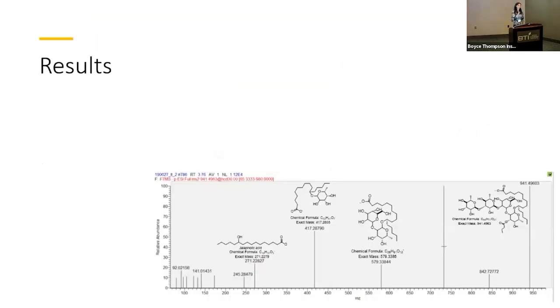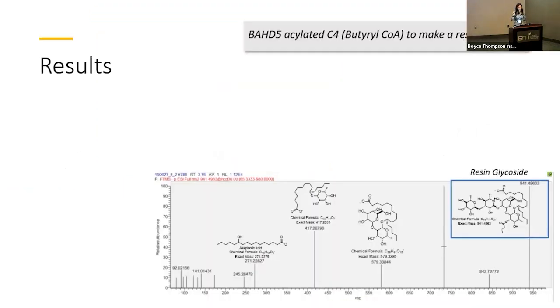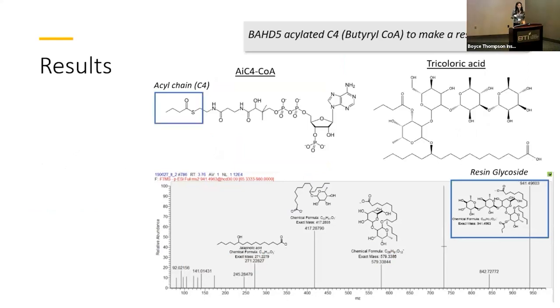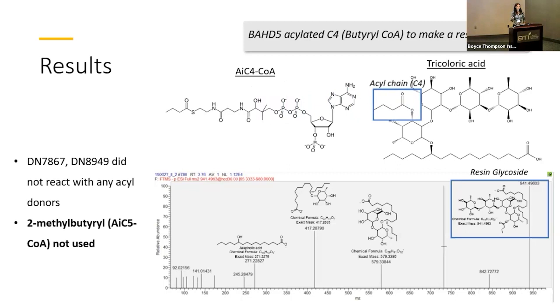which was done by my mentor, Mohammed Irfan. Anyways, we did see activity. One of the candidates, BAHD5, acylated butyryl-CoA to make a resin glycoside. This is AIC4-CoA, butyryl-CoA, so you're getting the acyl chain and just attaching that onto the trichloric acid. This was a little unexpected because, number one, it's the only one that reacted to any acyl donors, because multiple were tested, and nothing reacted to 2-methylbutyryl-CoA, which is supposed to be the best candidate based on prior studies. So that was interesting.